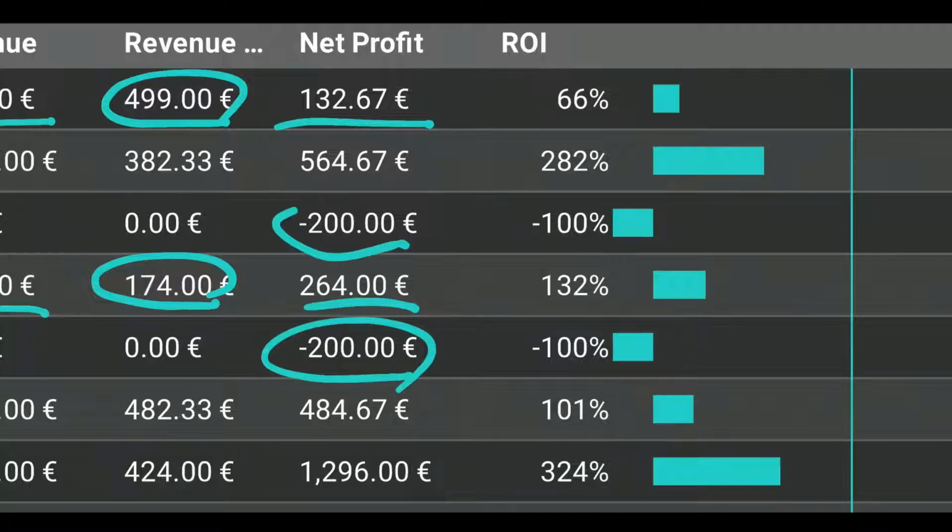This guy and this guy. Yeah. So they lost us money. Our return on investment was minus 100%. We lost our stock completely. We got screwed. But two of them are looking pretty nice. Now there's actually another one looking pretty nice.